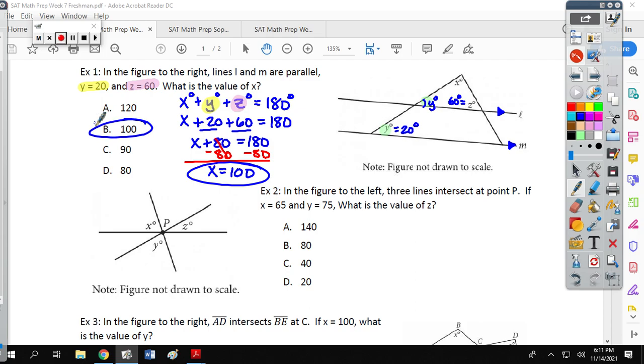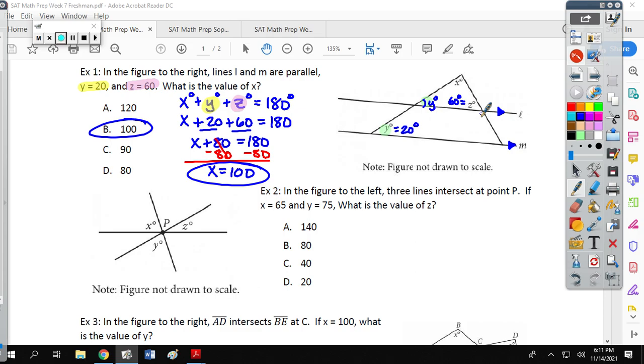X is 100. Again, that requires a combination of us knowing the corresponding angle postulate, which says if lines are parallel, like L and M, then corresponding angles must be equal. And the angle sum theorem for triangles, which says the three angles in any triangle, in this case this triangle right here, have to add up to 180 degrees.